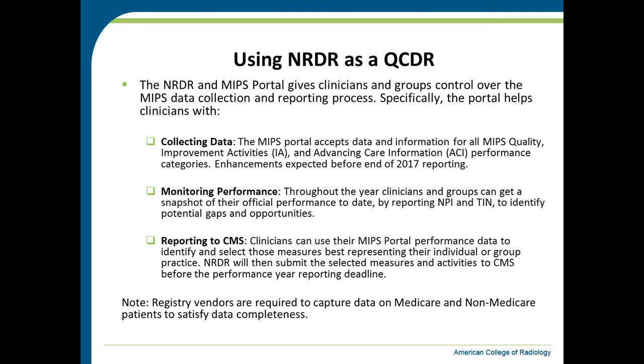So essentially, NRDR and the MIPS portal gives clinicians and groups control over your MIPS data collection and reporting processes. We have 3 strong aims that we're trying to achieve: collecting your data for all the MIPS performance categories. We want you to monitor your performance using our platform, whether it be the NRDR platform or the MIPS participation portal. And then the goal is that you are using the NRDR registry so that we may submit your data at the end of the performance year to CMS so that you can avoid any negative payment adjustments and potentially earn a positive incentive for using registry reporting.